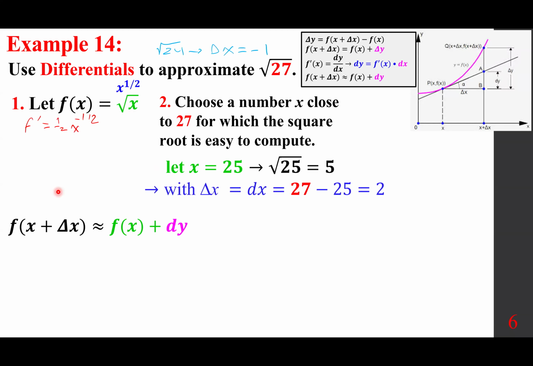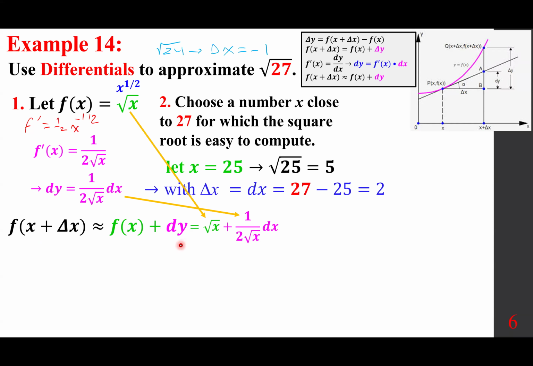So f prime is 1/2 x to the power of -1/2. You take it down, make it positive, 1/2, or 1/(2 square root of x). That's f prime. What is dy? Exactly the same thing times dx.